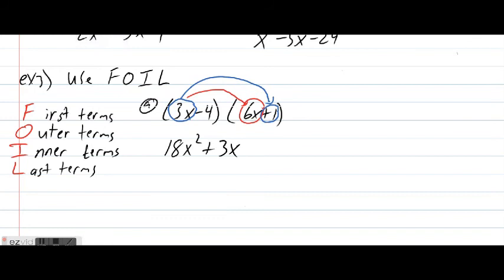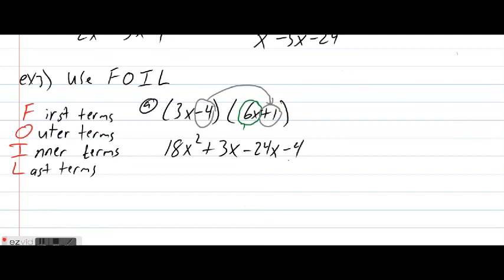Now let's do the inner. The inner term is this negative 4 and this 6x. So those two are the insides of the term. So negative 4 times x, negative 24x. And then the last. The last are going to be the negative 4 because it's the last term, and that positive 1 because it's the last term. Well, we end up with negative 4.